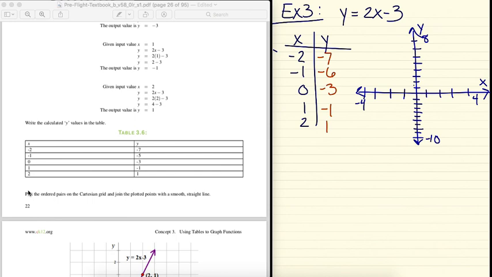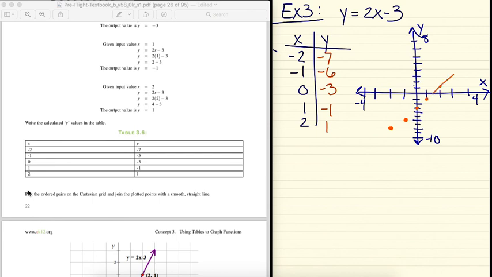Graphing these points, -2, -7, means I'm going to go backwards 2 units on the x-axis and then down 7 units for the y-axis. -1, -6 means I go backwards 1 unit on the x-axis, then I go down 6. The point 0, -3, so 0 means I stay here at this center, but then I go down 3 units. Now I have the point 1, -1, and then 2, 1.